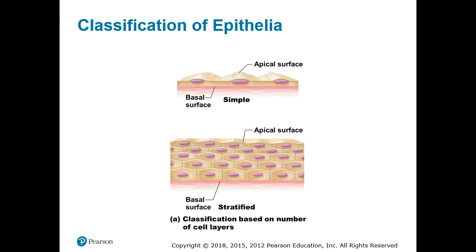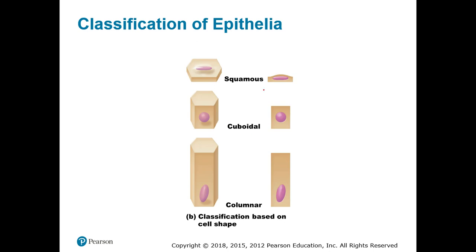If I said stratified, here you're going to see, oh, this is a lot of layers. Again, it's still going to have an apical surface and a basement membrane. Here are the different cell types. We have squamous, so you can see that it's pretty flat, cuboidal, more cube-shaped, and then, of course, columnar is more rectangular shape.